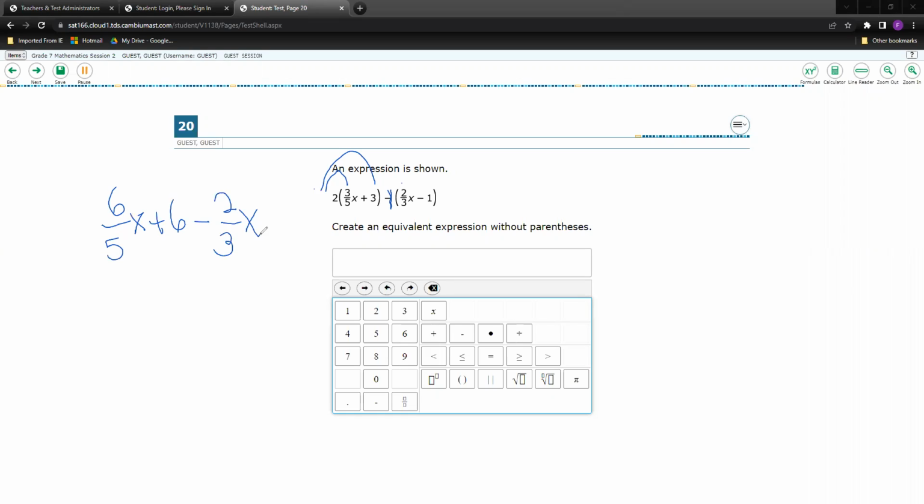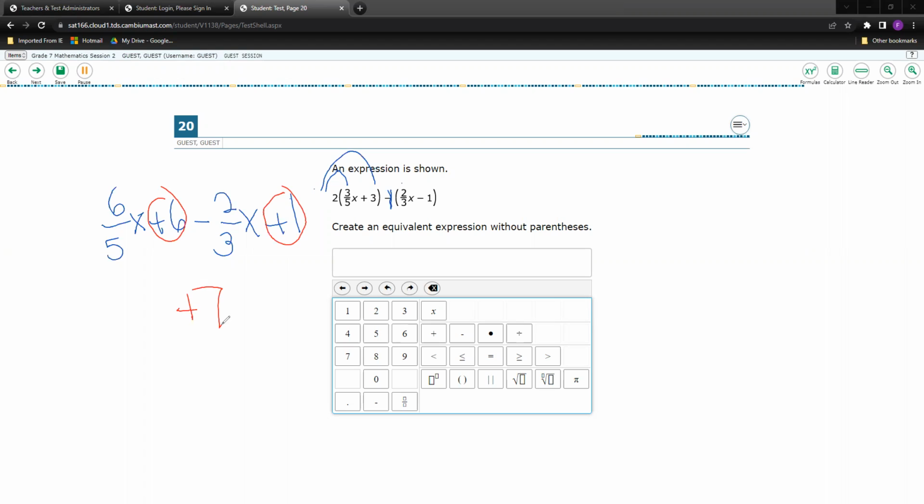And -1 times -1 is a positive. Negative times a negative is a positive 1. Okay, so they are all positive except for the -2 over 3. So as far as the numbers that do not have an x as a variable, I'm going to circle the 6 and the 1, and the answer is going to be 7.